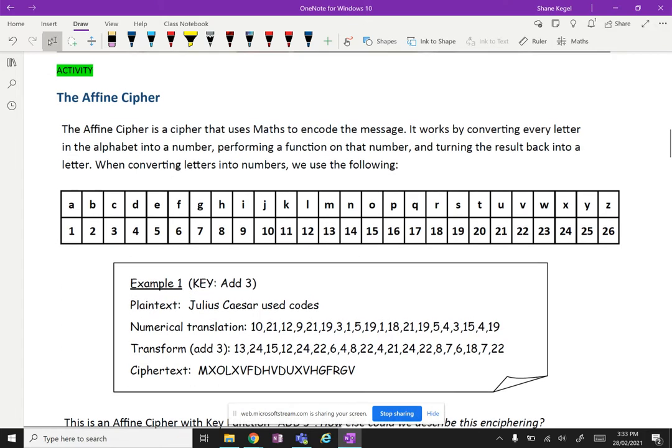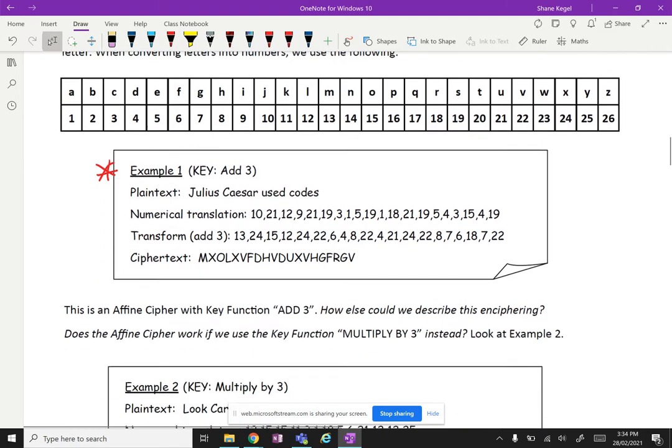We're then taken down to an activity, which is the affine cipher. So we're sort of taking the idea of the Caesar cipher and just making it a bit more complex, and this is where algebra will start to get involved. Here you can see the first example, example 1. It's quite similar to the Caesar cipher in the fact that we are just adding 3 to the letter value of each, and then coming up with our cipher text.